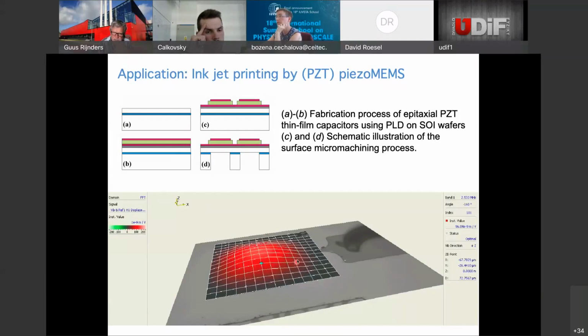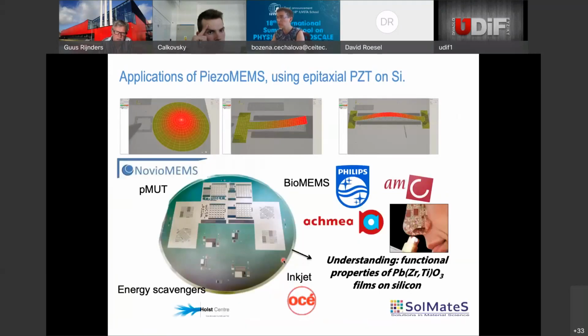And actually, we are working quite actively together with the printing company Canon to work on these piezoelectric materials for print heads, because these are the basis of print heads for inkjet printing. But you can do more. You can make these moving membranes. You can make moving cantilevers or bridges. And actually, this is just a few of the things that we have been working on. OCE is now part of Canon.